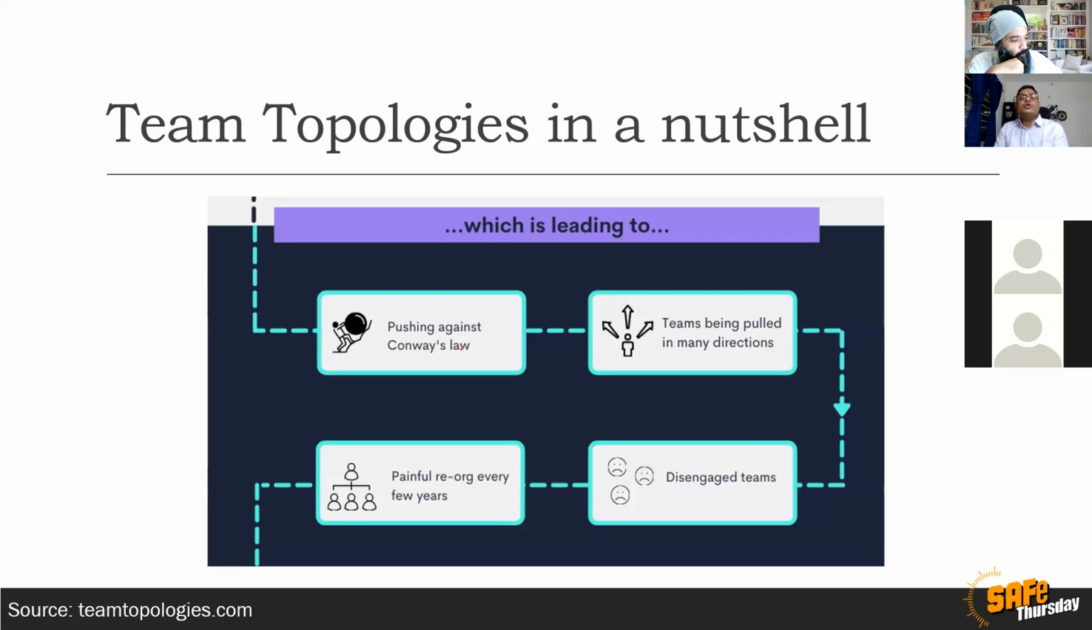Now, we were supposed to be focused on our business features, right? The value that we are supposed to produce for our customers. Now we are being pulled in many directions because we need to understand all these nitty-gritties of the complex system. Now we are disengaged, and then again we have a painful reorg every few years.